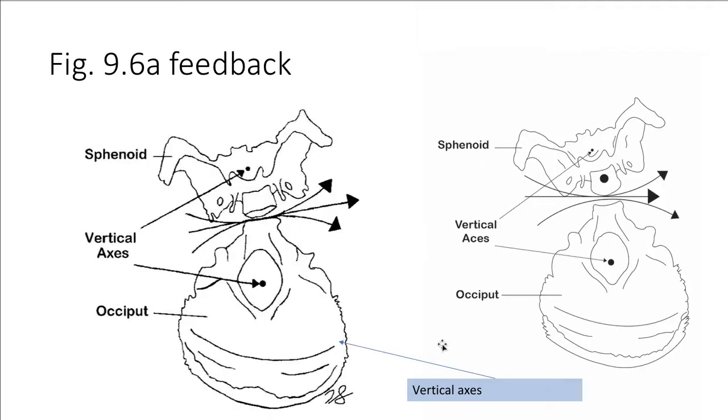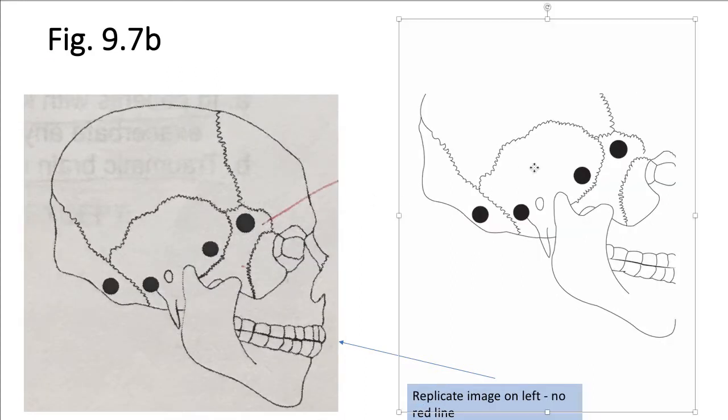This image here, you spelled vertical axis wrong. It's A-X-E-S. Okay, so please fix that. Also, this image got cut off, so I sent you the full image. Please don't put the red line. Just redraw this whole thing here. Okay, the skull.